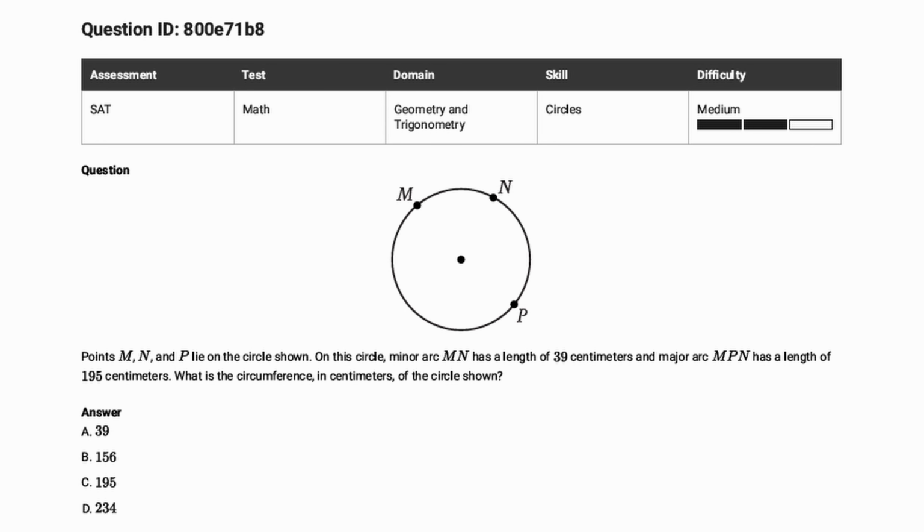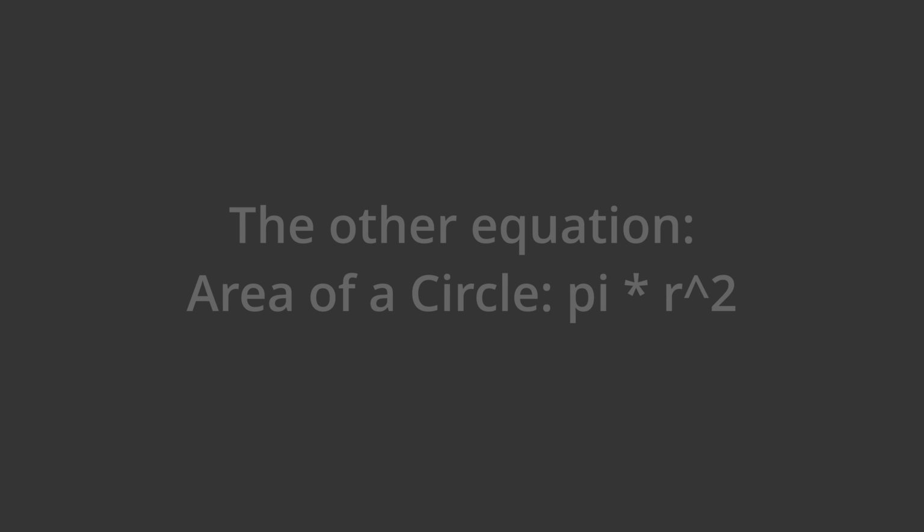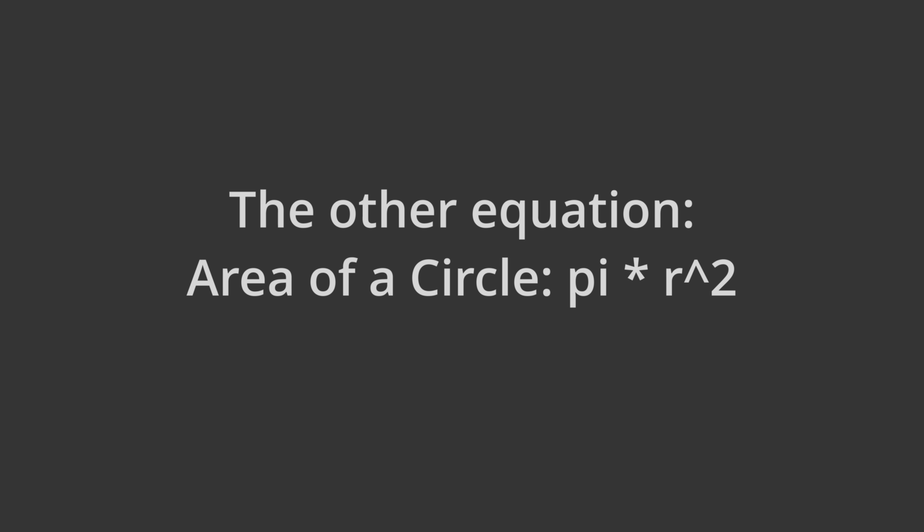Now, you thought I forgot about the other equation. I didn't, okay? Circumference is 2 pi r. The other equation you need to know is area, pi r squared. So let's look at this question right here.